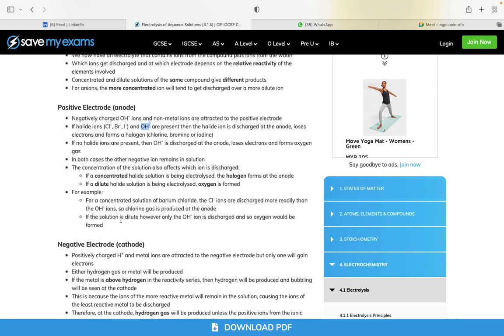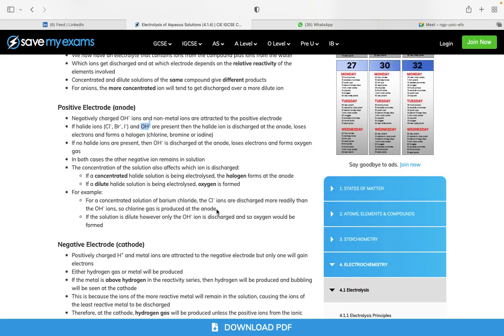Okay? If the solution is dilute, then the OH will be discharged. Once OH is discharged, obviously oxygen gas will be produced. Is that okay? If it's a concentrated solution, the halide will be discharged, the chlorine. The chlorine gas will be produced. If it's a dilute solution, OH will be discharged, and then oxygen gas will be produced.